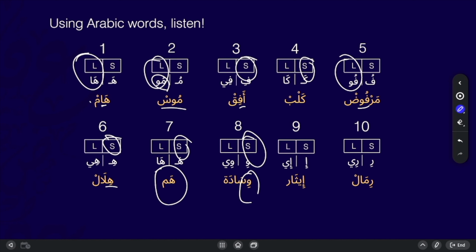Ithar. I can make it shorter. Now let's forget about meaning. All I'm trying to do is figure out if I can produce a shorter version of that sound. Can I make it shorter? Yes, I can. So this is long. Obviously here because it has a ya. Finally, rimal. I can make it longer, but I can't make it shorter. So rimal is short.